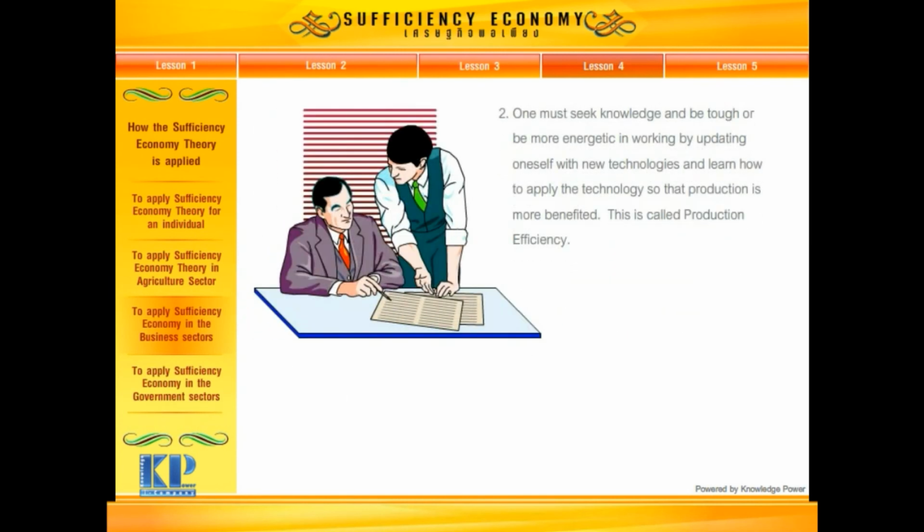2. One must seek knowledge and be tough or more energetic in working by updating oneself with new technologies and learn how to apply the technology so that production is more beneficial. This is called production efficiency.